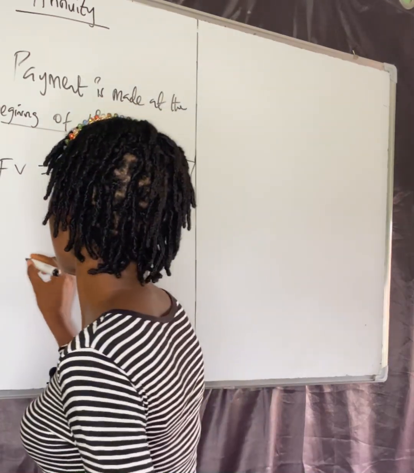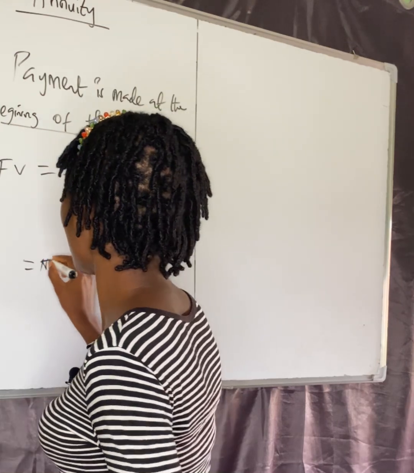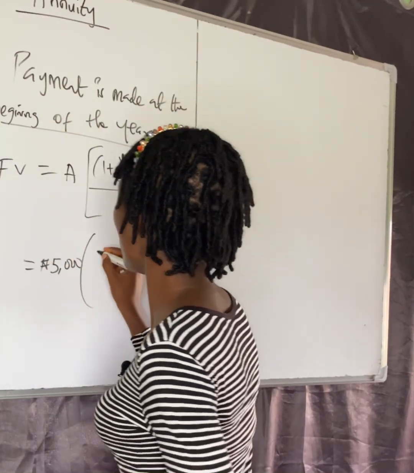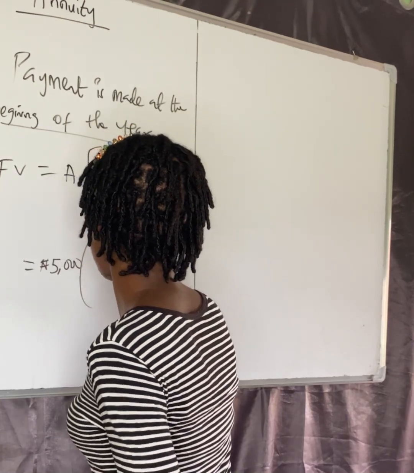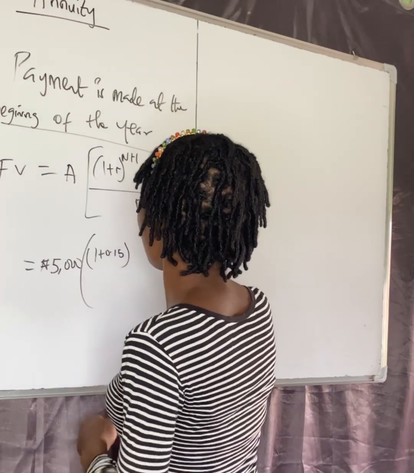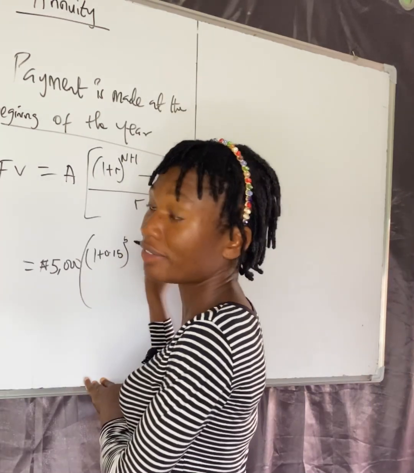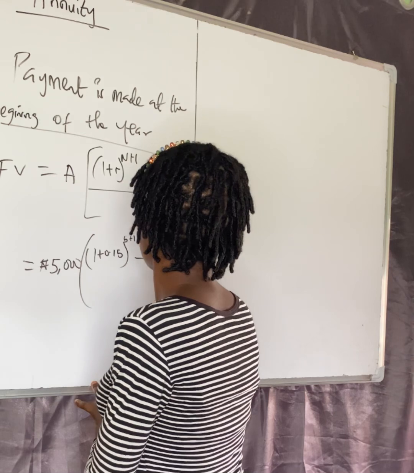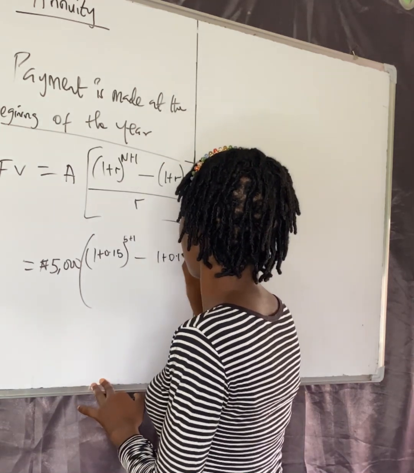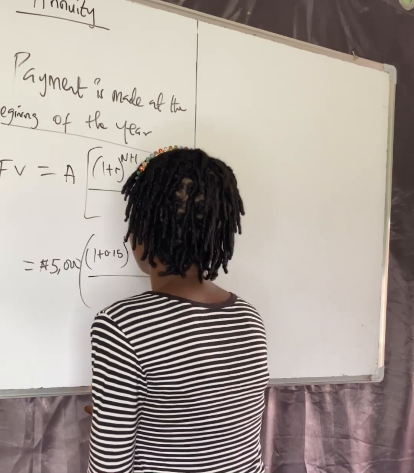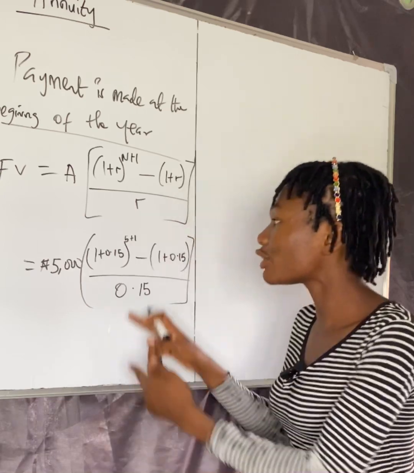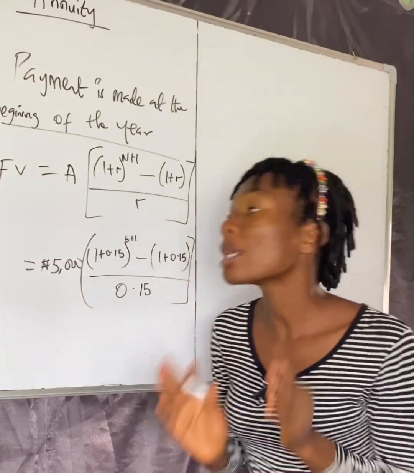So our annuity is 5,000 naira. For our bracket, we have 1 plus r. Our r is 0.15, 15%, 15 over 100. And then our n plus 1 is 5 plus 1, our n is 5, that's 5 years, and we are subtracting 1 plus r, where r is 0.15, and then dividing by 0.15. So this is how we are entering it. So we have two brackets, and we're going to be working on them together.